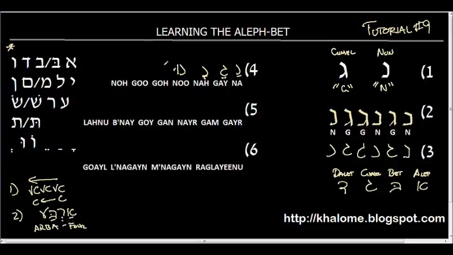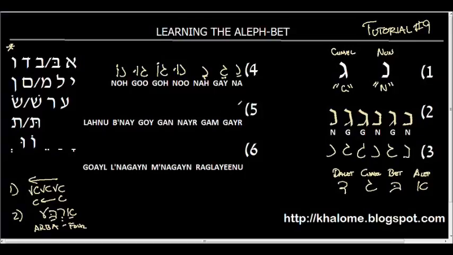Go will be gimel with the cholam vav, and then gu would be like that, and then no would be the noon with the O vowel mark. For exercise 5, these are some very simple Hebrew words using both the nun and gimel.